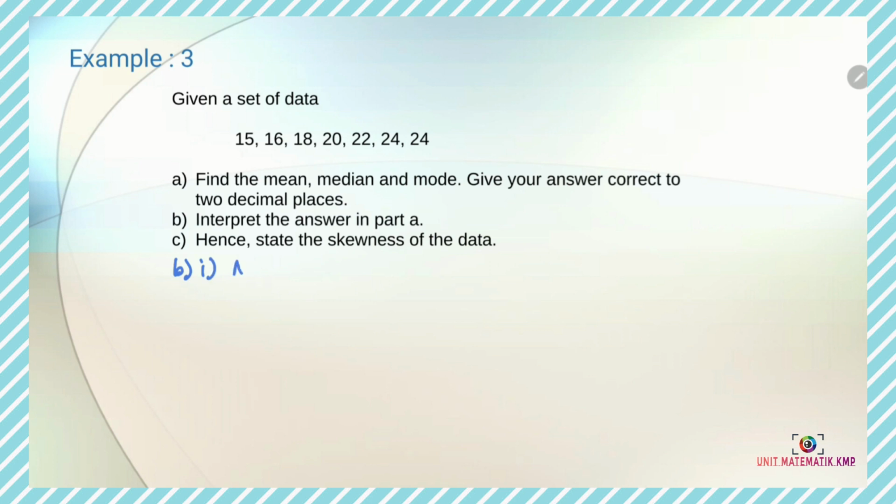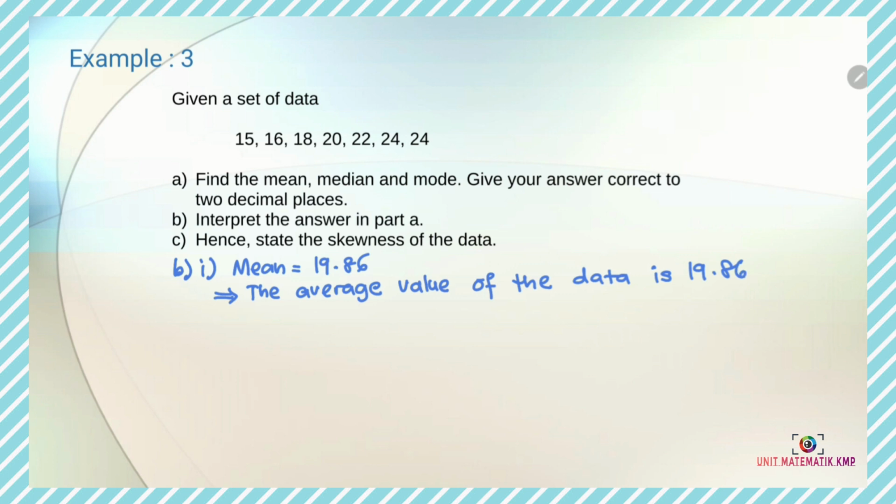The first one is mean equal 19.86. For the interpretation is the average value of the data is 19.86. The second one is median equal 20.